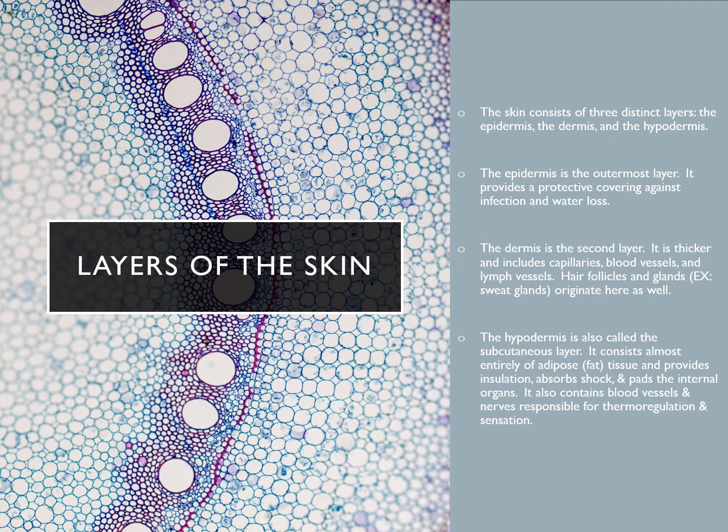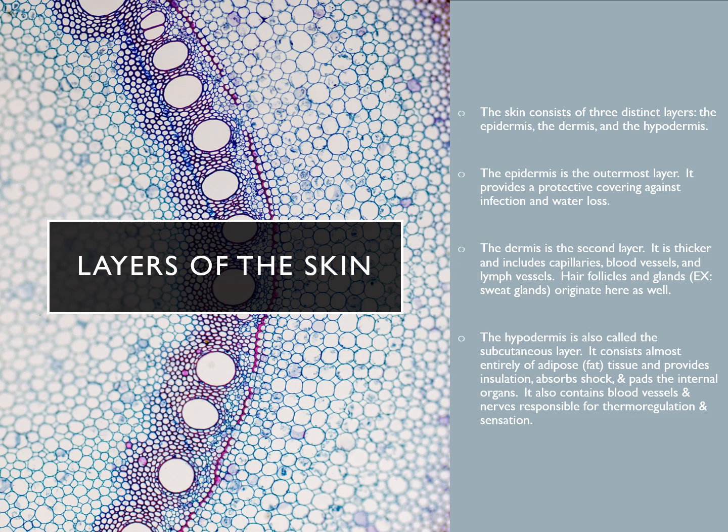So again, three layers: epidermis, dermis, and hypodermis. Epidermis is the outermost layer. Its point of being is to provide a protective covering against infection and water loss. So if you have a break in your skin, you can get an infection, right? If you have large breaks in skin, you can become hypovolemic because you lose a lot of water through that open skin. So like our burn patients lose a lot of water because they don't have that outermost layer of skin anymore. That dermis, the second layer, is thicker.